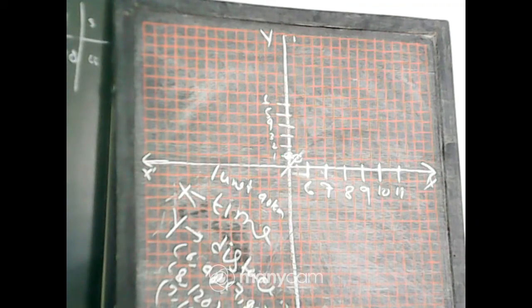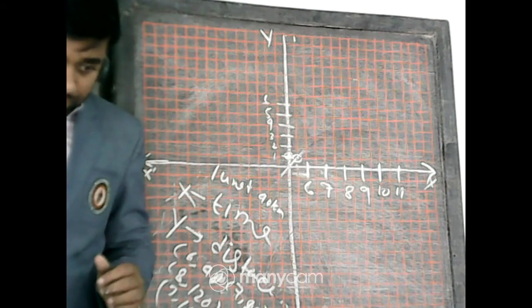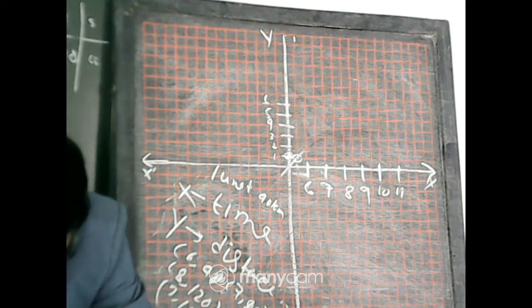Sir, in y-axis 40 kilometer. Yes. Y-axis 40 kilometer. 780, 640. Any doubt, Chandranath? Any doubt? No, sir. Okay, very good. Next.